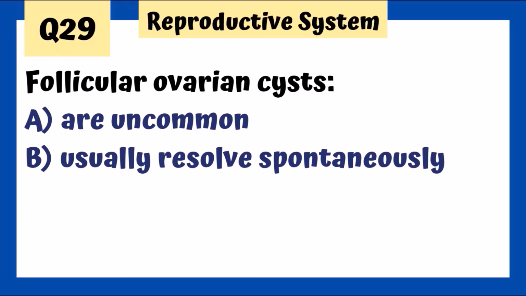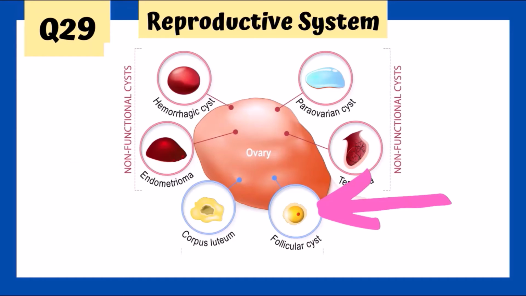Follicular ovarian cysts, are they common? Extremely common, and they usually resolve spontaneously. Here we see the different forms of cysts. We see the follicular cyst. The follicular cyst is the most common type, and it's caused by failure of the mature follicle to rupture and ovulate. And this usually, as we mentioned, resolves spontaneously.